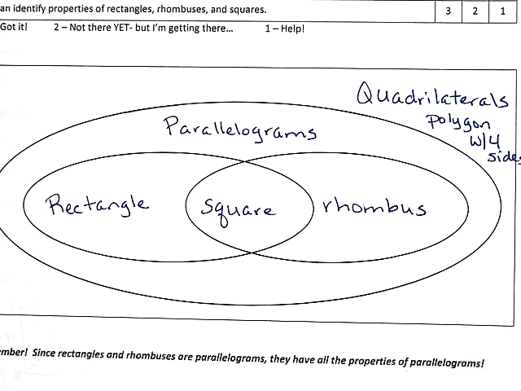So when we are in class tomorrow, we will work on what all these different properties are, and then we'll start working with the different properties in terms of solving problems.